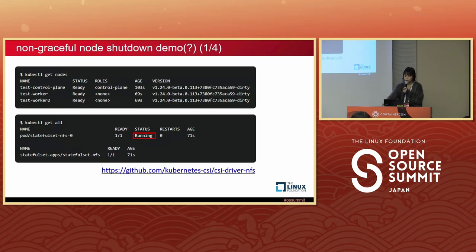From now, I wanted to show you a demo, but I couldn't take enough time to prepare, so I'd like to show you actual screenshots like a demo. So let's go on. There are three nodes. One is the control plane, and the other two nodes are test worker and test worker 2. These two nodes are worker nodes, and I created these nodes by using kind. So these nodes are Docker containers. And also, there is one pod in a StatefulSet.